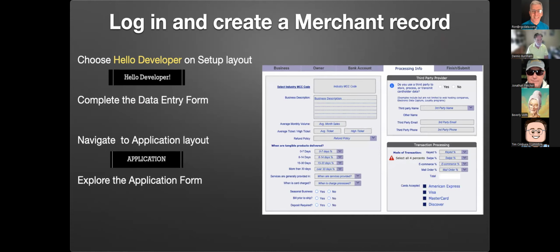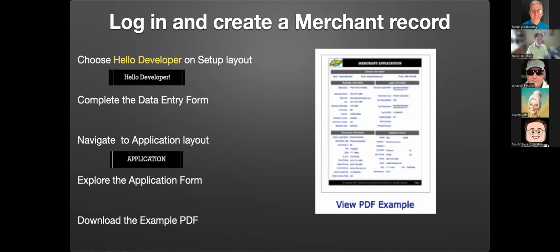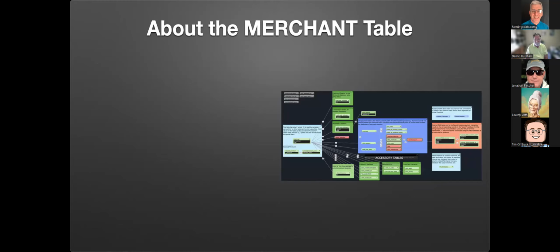And finally, let's see, it goes to the PDF example of the merchant application that you're able to download for yourself if you want to see what it looks like when it's printed out. Here, I'm showing you the merchant table and the way the relationship graph looks.